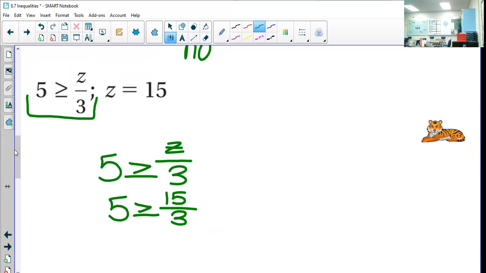So I have 5 is greater than or equal to 15 divided by 3 is 5. Is 5 greater than or equal to 5? Yes, right? They're equal. So that does work. That's what that's asking there. Okay, 5 is equal to 5. So yes, 15 would be a solution to this inequality.